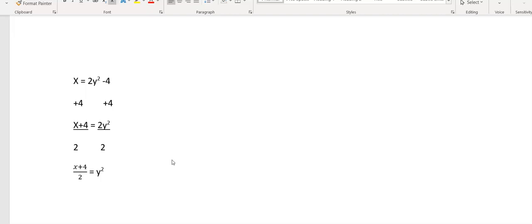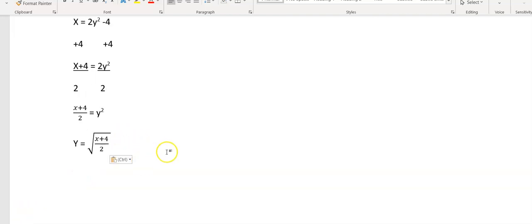Now, normally we would have a positive and a negative square root, which would be two sides of a parabola that sits on its side instead of up and down like the parabolas we've been looking at. But since this is 1-to-1, we're only going to pay attention to the positive square root in order to keep a 1-to-1 inverse. So we're going to get that y is equal to the square root of x plus 4 over 2. And then lastly, let's change this to our f inverse notation.